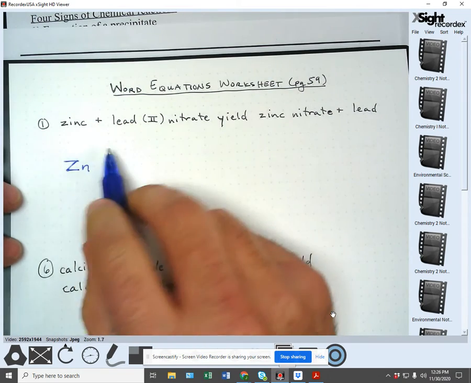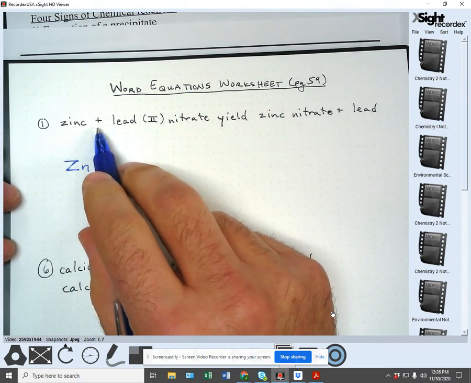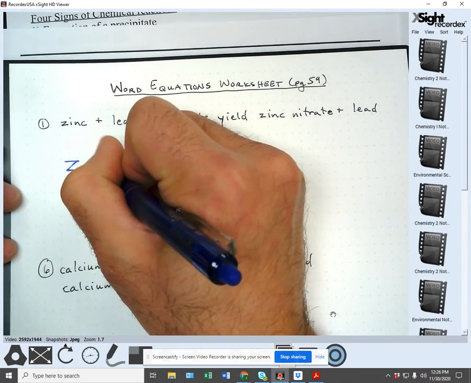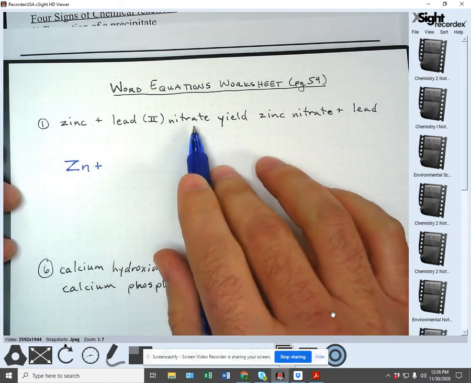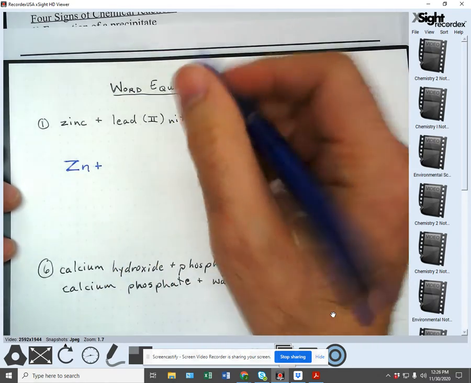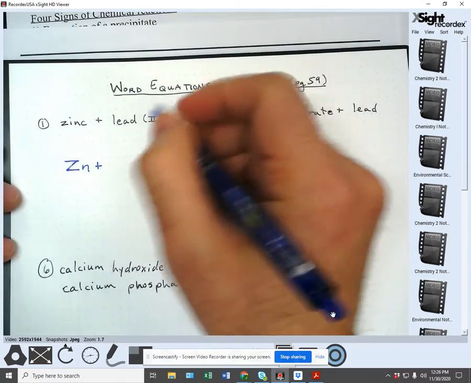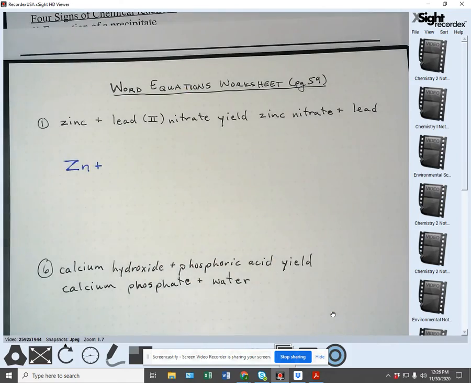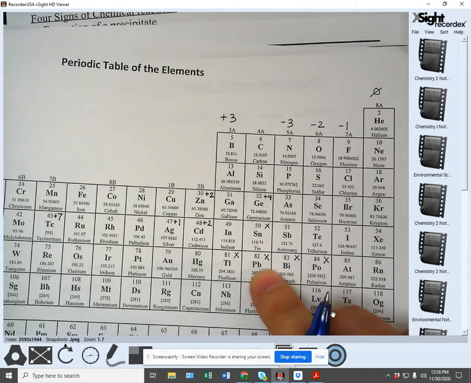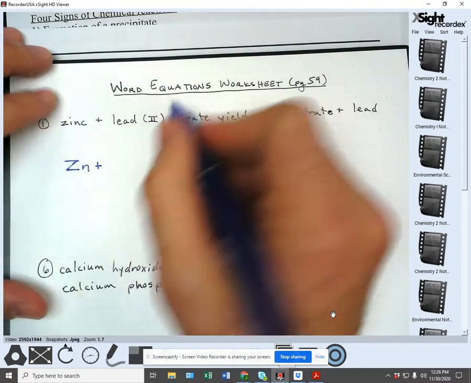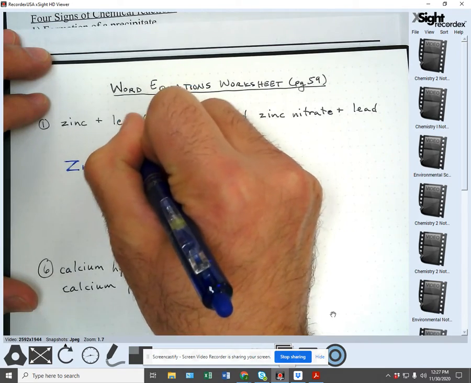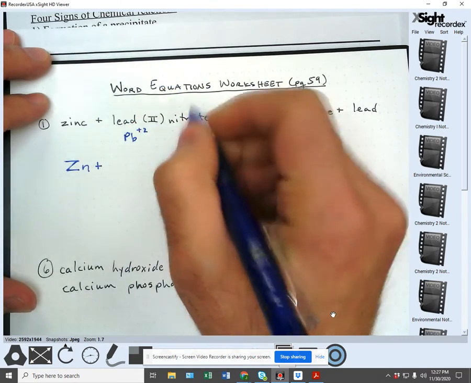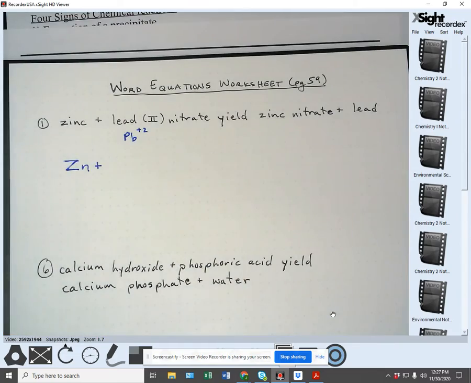Okay, zinc is just Zn plus, that's going to separate different substances, lead nitrate. So we've got to make this. Lead is Pb, and if we were to look on our periodic table, we don't know what lead's charge is. It's one of the ones with the X, so that's what the Roman numeral tells us. Pb is a +2. Nitrate, ending in -ate, so that's off of our polyatomic sheet.